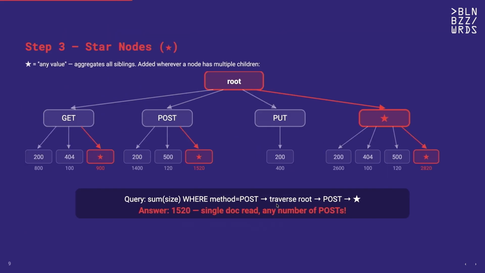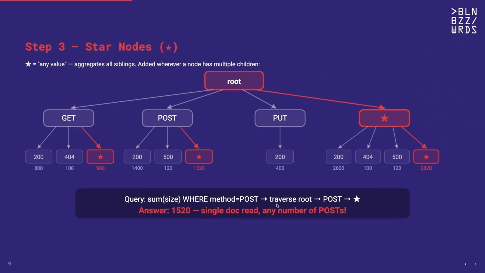So now what we have is star nodes. If you see from the root node, now we have a red box star. This star is where the name star tree comes from. Basically, the root node was split into get, post, and put previously. If we have more than 1 child for the root, we'll add a new node which is called the star node. Now this star node will comprise all documents: get, post, put. It wouldn't matter what the method is.